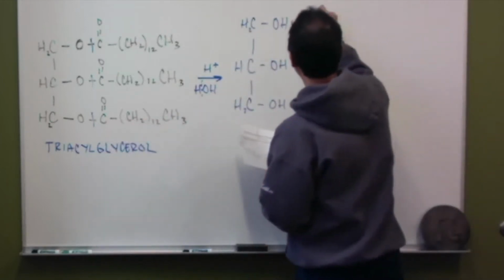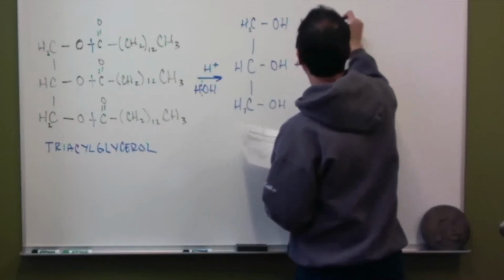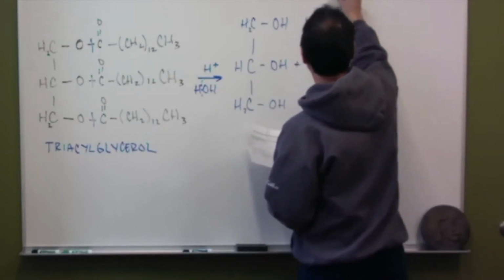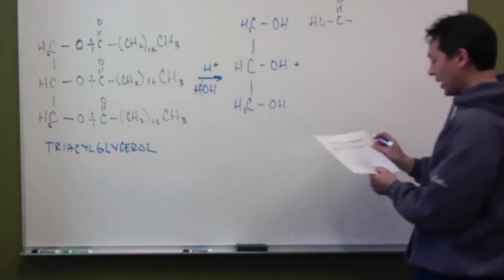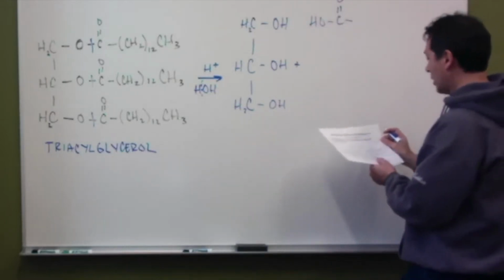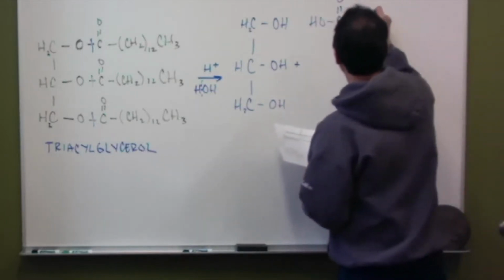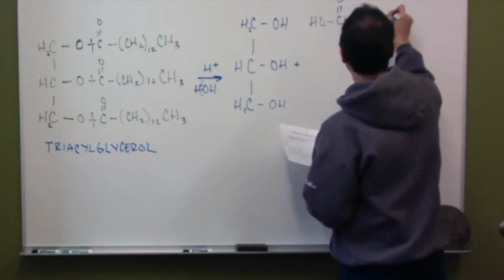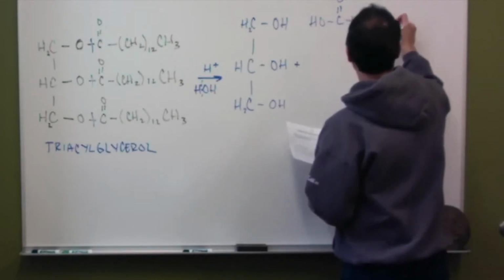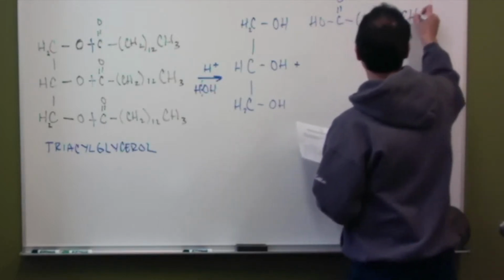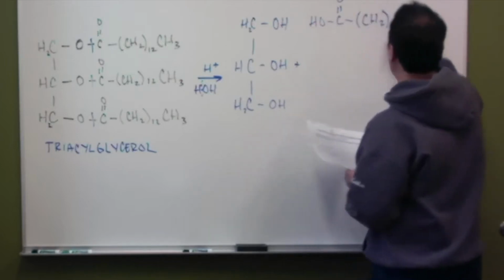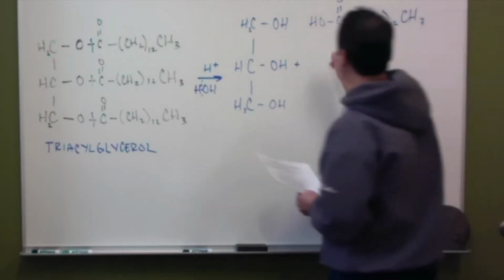We're going to have HO, carbon, double bond O, and then we're going to have the rest of this molecule here, which is going to be CH2 12, CH3. And we'll do that 3 times.